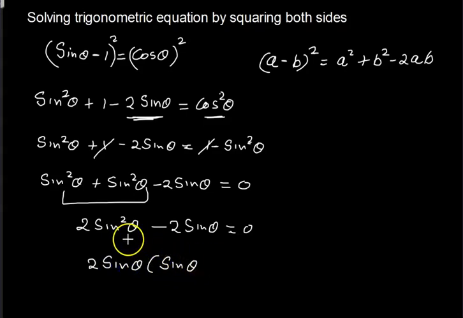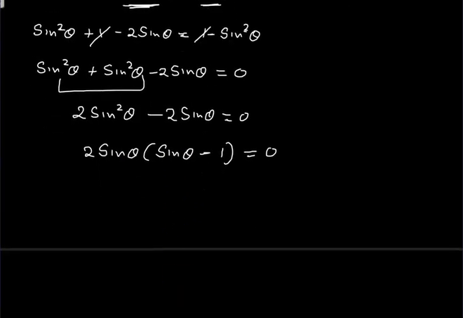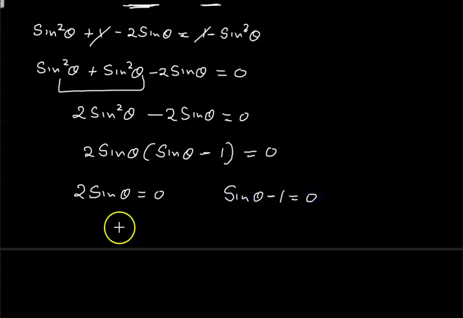Inside we get sine theta minus 1, and now by the zero product rule we can set each factor equal to 0. 2 sine theta equals 0 and the other factor, sine theta minus 1 equals 0, and solve them for theta. Here we get sine theta equals 0 and here we get sine theta equals 1.